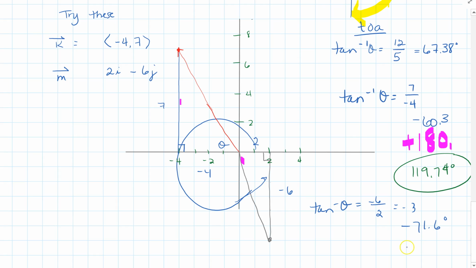So negative 71.6 is the same angle as 288.43. So it knows where it's at. It's not where you have to add 180 because it's in the wrong quadrant. It's in the right quadrant. It's just not conventional to give me a negative degree angle. You have to add 360. So either one of those answers would actually fly.